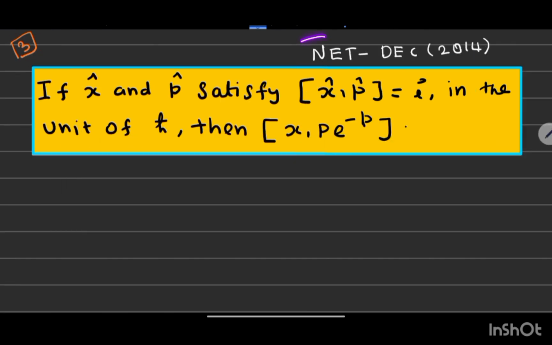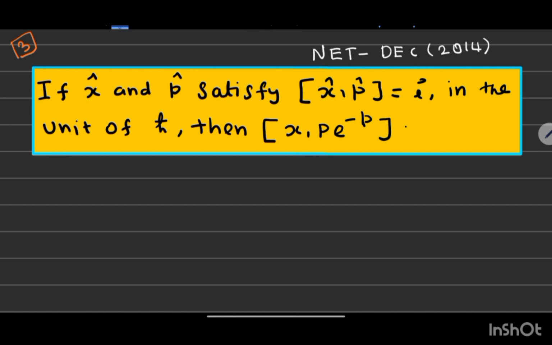Here you have NET December 2014 question. Given the commutation relation between position and momentum is [x, p] = iħ, you have to solve the commutation relation of [x, p e^(-p)].